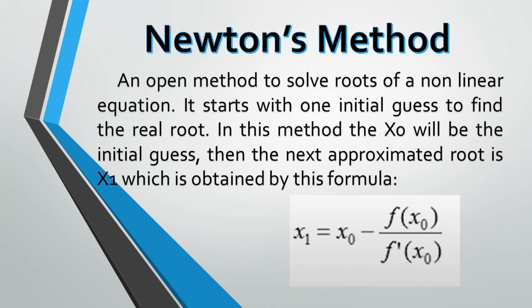Let's begin with the first topic, which is Newton's method. Newton's method is an open method that starts with one initial guess for finding a real root of nonlinear equations. In this method, if x sub 0 is the initial guess, then the next approximate root is x sub 1, which is obtained by this formula.